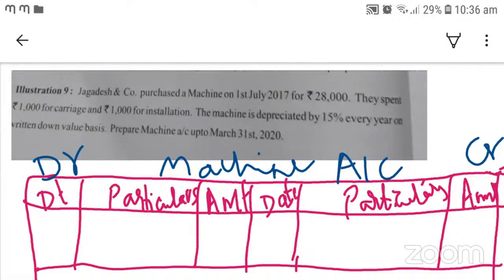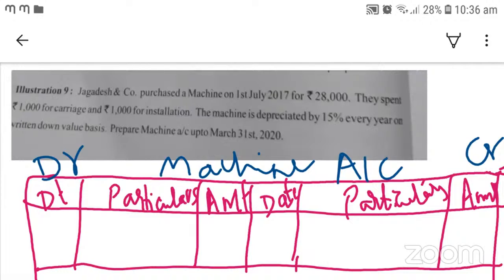So this is the assignment for you. This is the question. Okay, we have to prepare machine account for the 3 years. Okay, today we have discussed the diminishing balance method. Okay, under this method we have prepared machine account for 3 years. Okay, the rate of depreciation is the same, but the amount of depreciation will be different. For every year it will decrease.